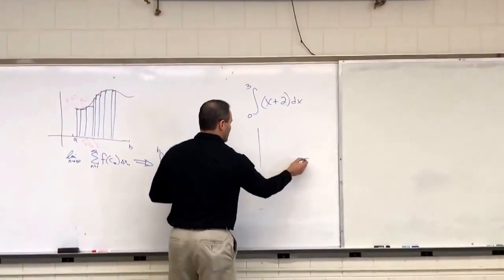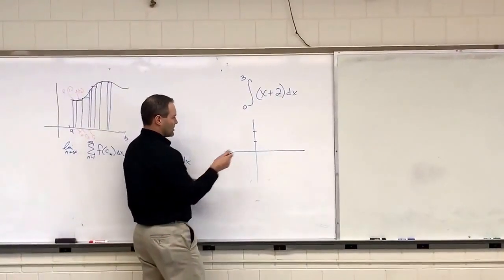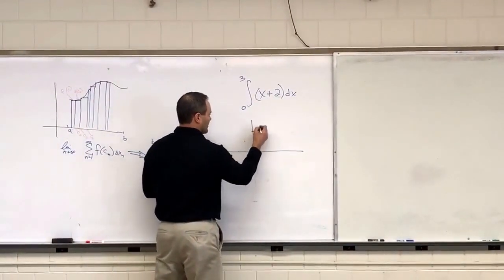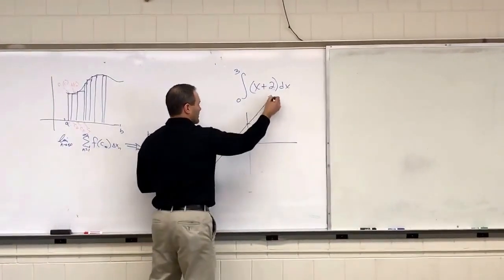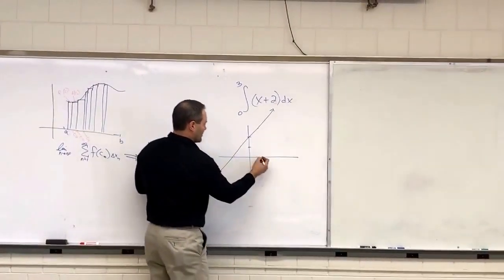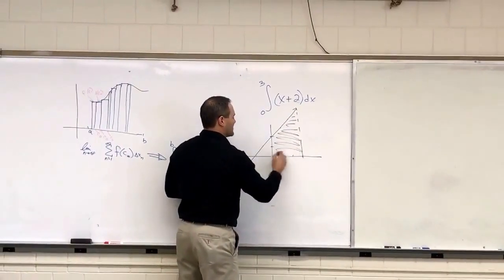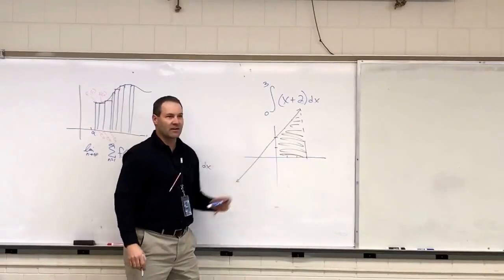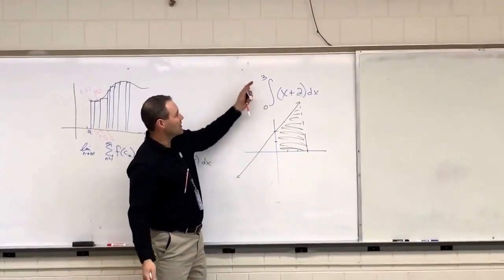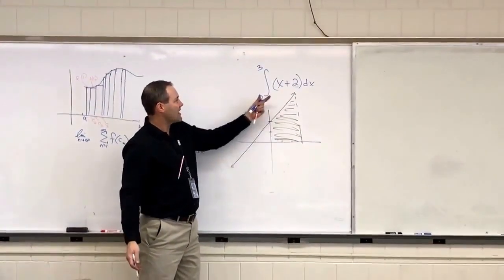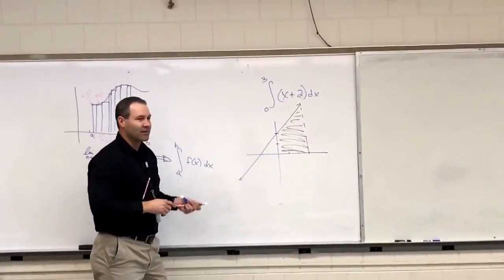So x plus 2 looks like this line, and we're finding this area because it's between 0 and 3, so we're finding that area. Okay, so do we understand what we're doing? The integral of x plus 2 from 0 to 3 is the area between the line and the x-axis between 0 and 3. That's your A and that's your B. Okay, so do we have a way mathematically to figure out that area?